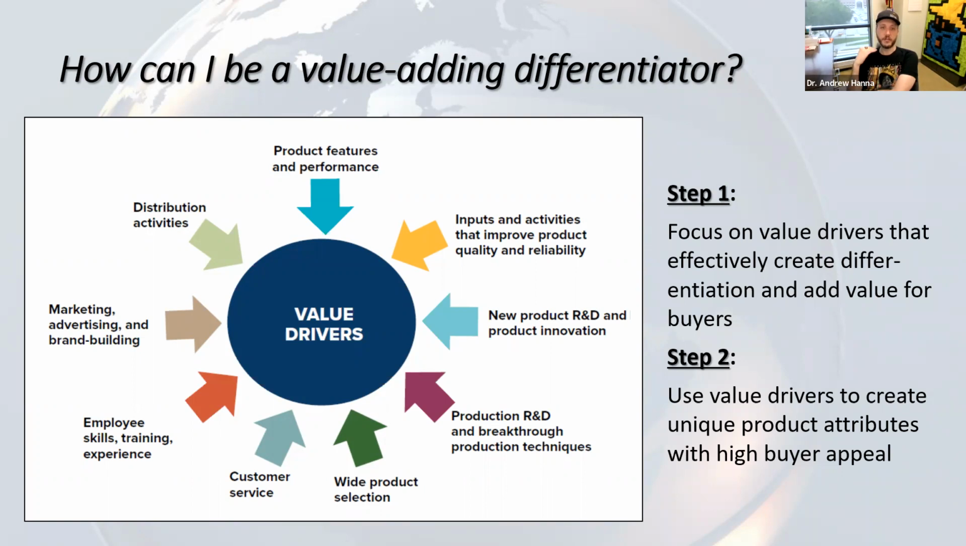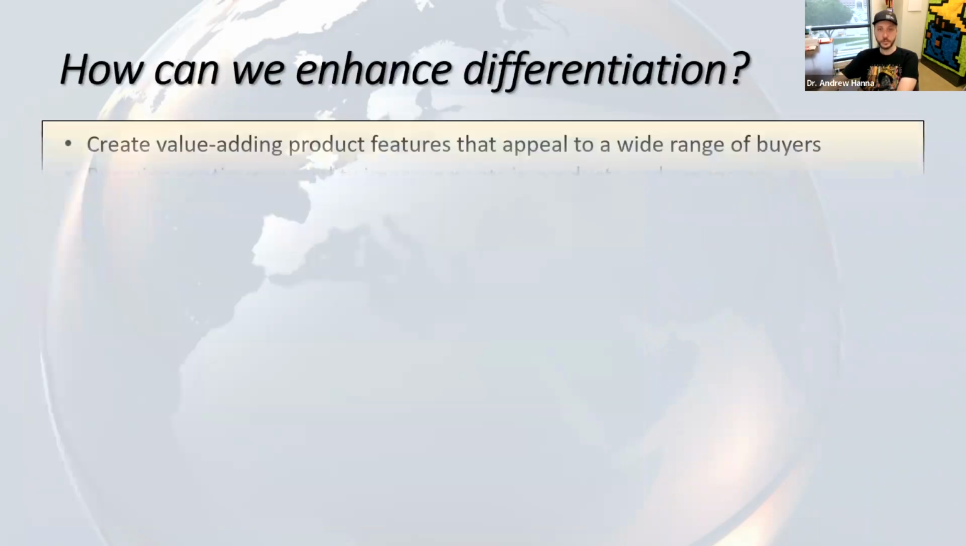So our two steps with being a value-added differentiator are, first, we have to focus, like it says here, on the value drivers that will effectively create differentiation and add value for our buyers. So the value drivers, right? These things that will impact people's purchasing decisions. And our second step is we use those drivers to create unique product or service attributes with a lot of high buyer appeal, the ones we think will most strongly impact the way people make decisions about what to purchase.